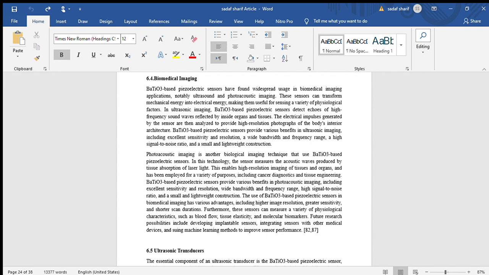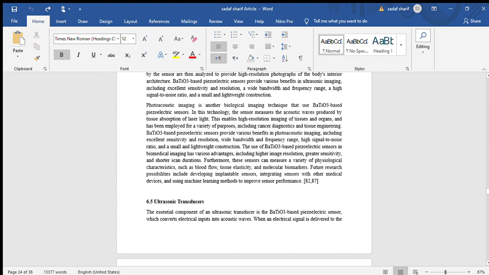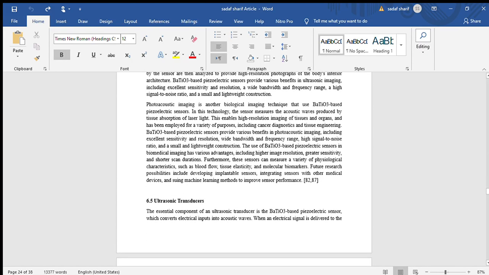interior architecture. Barium titanate based piezoelectric sensors provide various benefits in ultrasound imaging, including excellent sensitivity and resolution, a wide bandwidth and frequency range, a high signal to noise ratio, and a small and lightweight construction. Now, what is photoacoustic imaging?